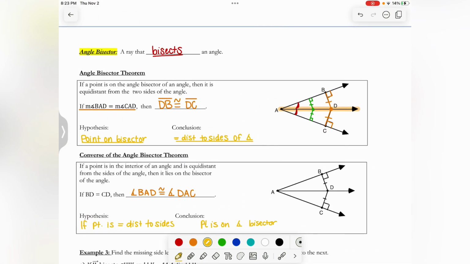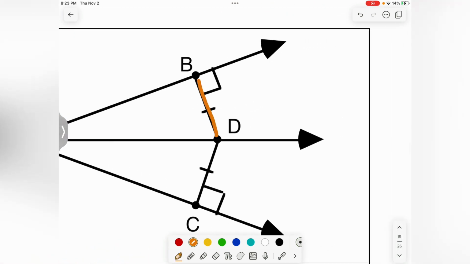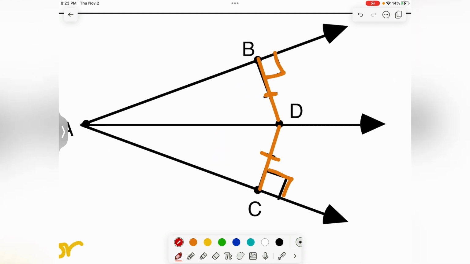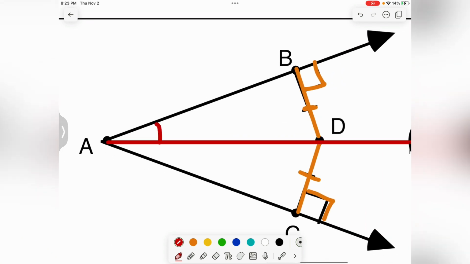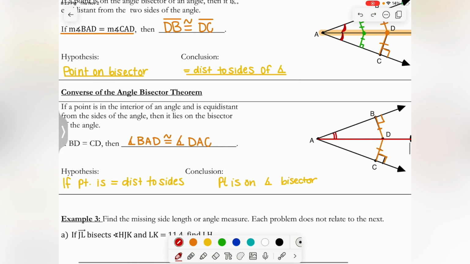The converse is also true. So if I know that these segments, which are the little distances from a point to the sides of an angle, are congruent, then what that tells me is that this AD must be the bisector, and therefore these angles are going to be congruent. So BAD is congruent to DAC, which is what I wrote here.